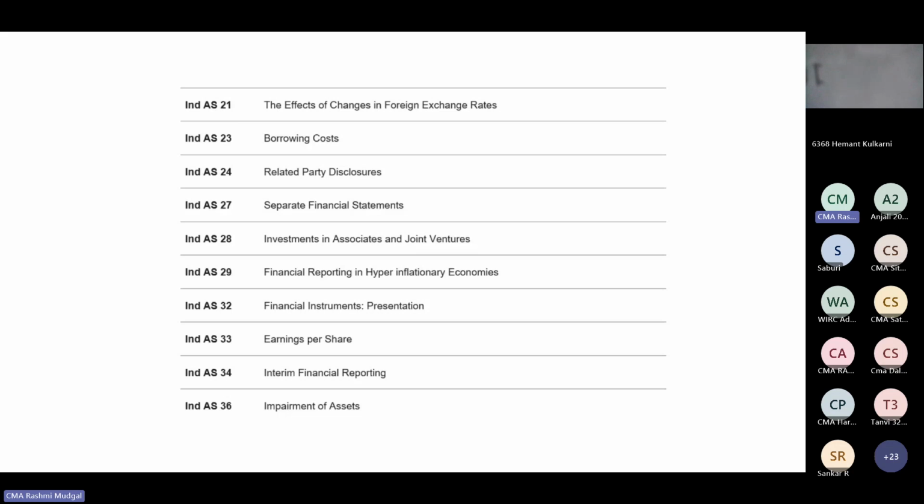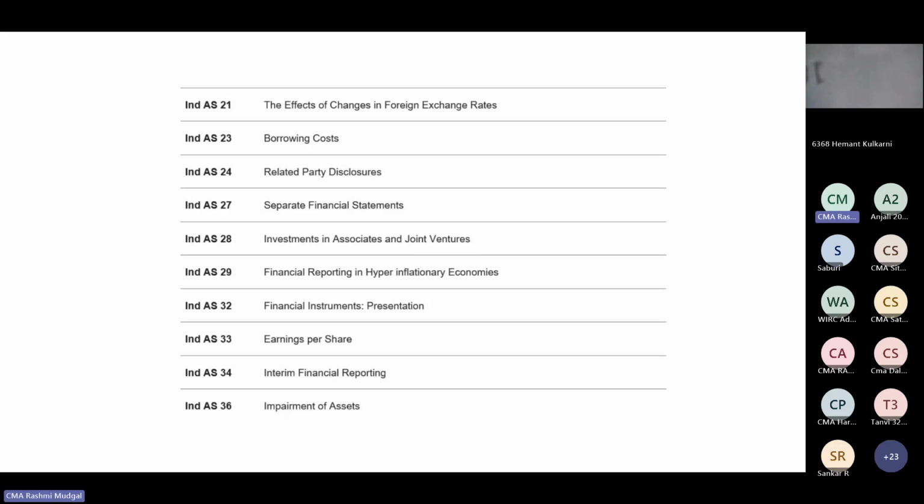Now comes Ind AS27, separate financial statements. What are separate financial statements? They are talking about separate financial statements for every division, every holding company, every subsidiary company. Then we will consolidate them for financial reporting purposes, but somewhere we will make separate financial statements for every organization, every company.